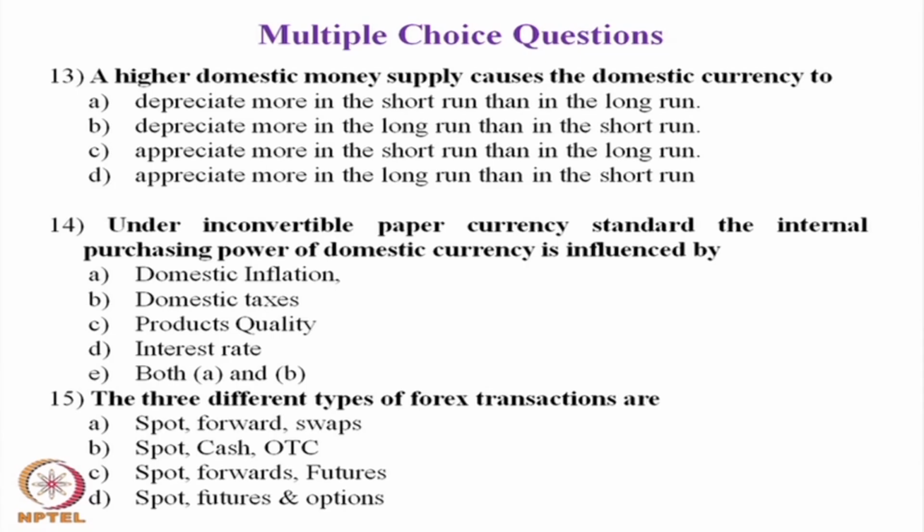Question number 15 is for you. The three different types of forex transaction are, the choices for you are A. Spot, forward, swaps, B. Spot, cash, OTC, C. Spot, forward, futures, D. Spot, future and options. Mark the answer, keep it with you.